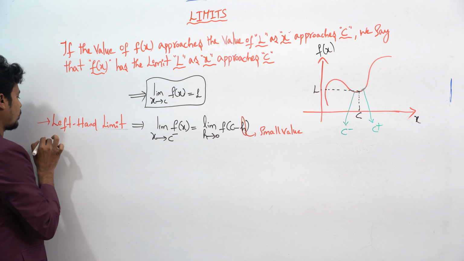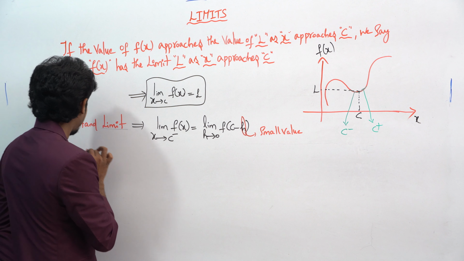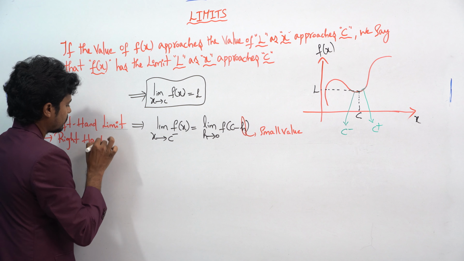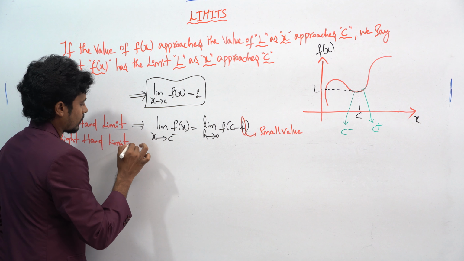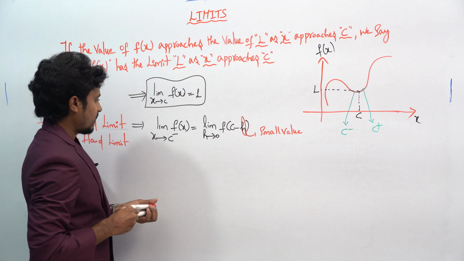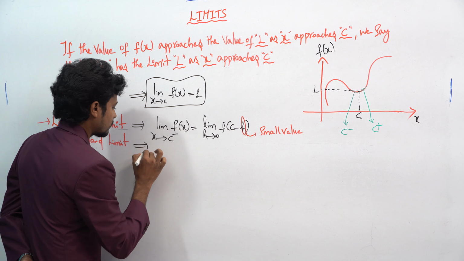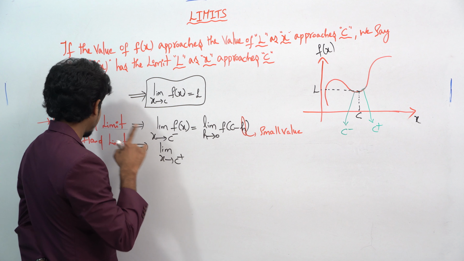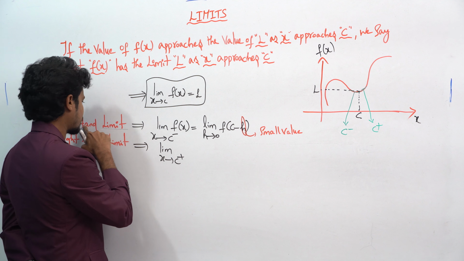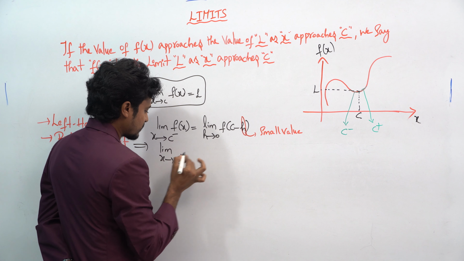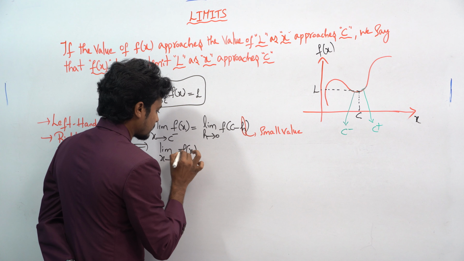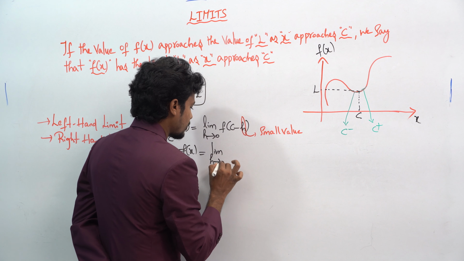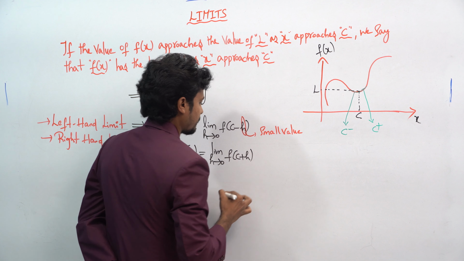For example, if I want to write the right hand limit, what will happen? For the right hand limit, it is limit x tends to C plus. C plus represents the right hand, and C minus represents the left hand. So limit x tends to C plus f of x is equal to limit h tends to 0 f of C plus h.